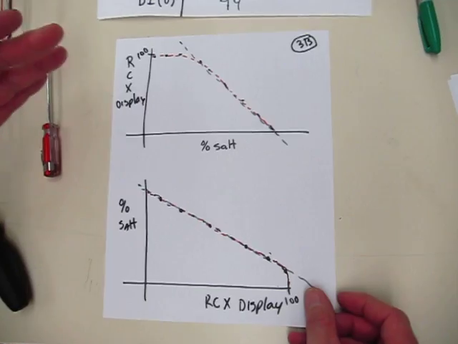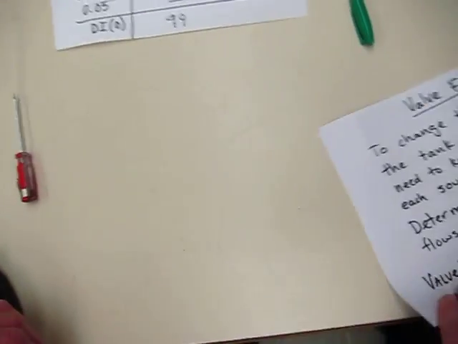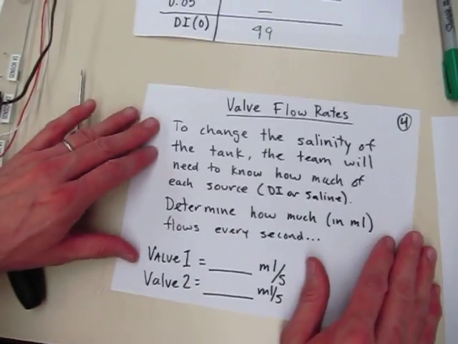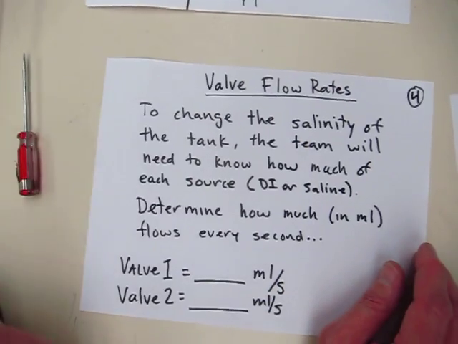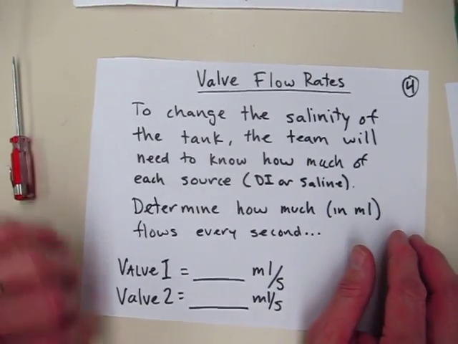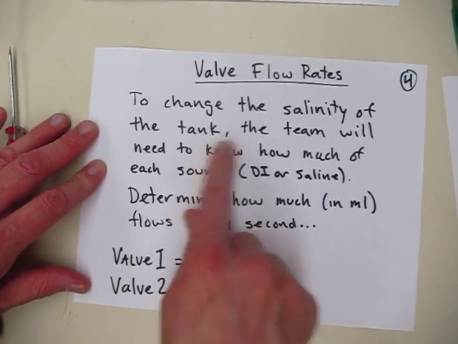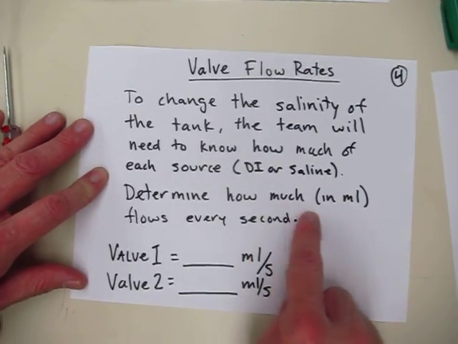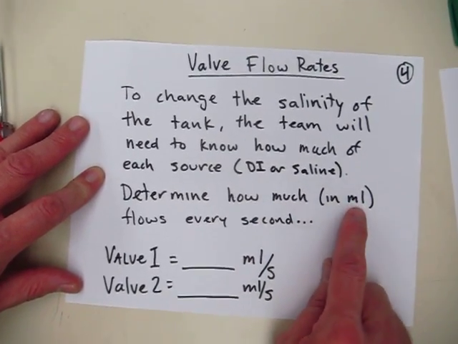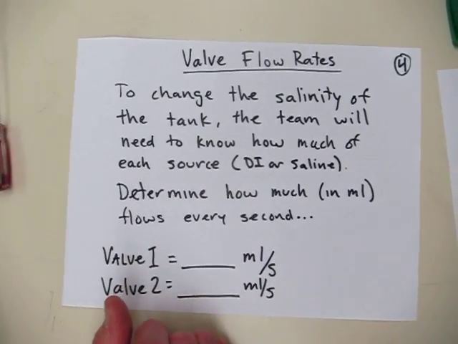All right, so that's the end of the first part of this experiment. Now we move on to predicting change in the tank as a result of these measurements. In order to do that, we'll need to know how much water the valves release when you open them. And so in order to change the tank salinity, we'll need to know this. And so if we determine how many milliliters flows through the valve every second, that's the experiment you'll need to do. Let me give you a little bit of quick advice on that.